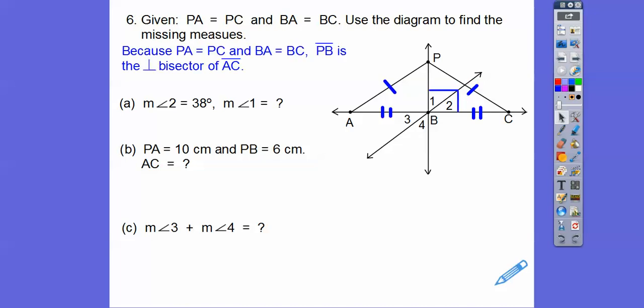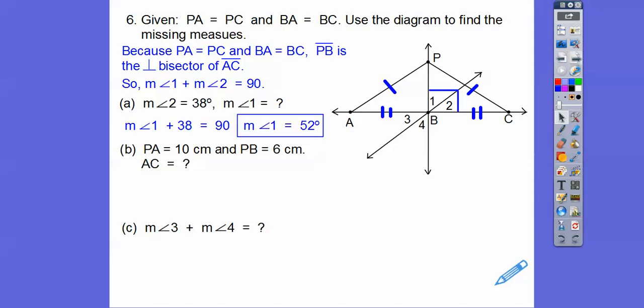So now, if 2 is equal to 38, and both of these guys together makes a right angle because it's perpendicular, then we take 38 away from 90 right there, and we get angle 1 to be, when we subtract, 52 degrees, okay?